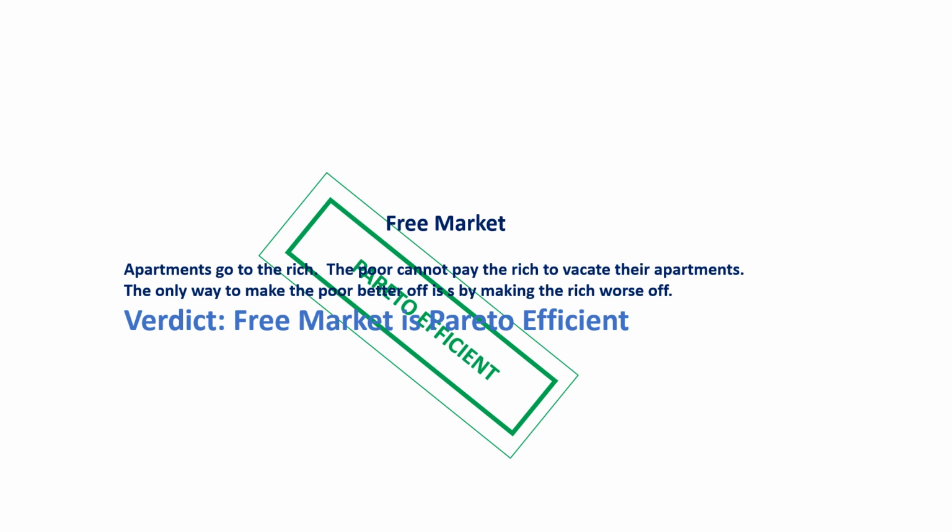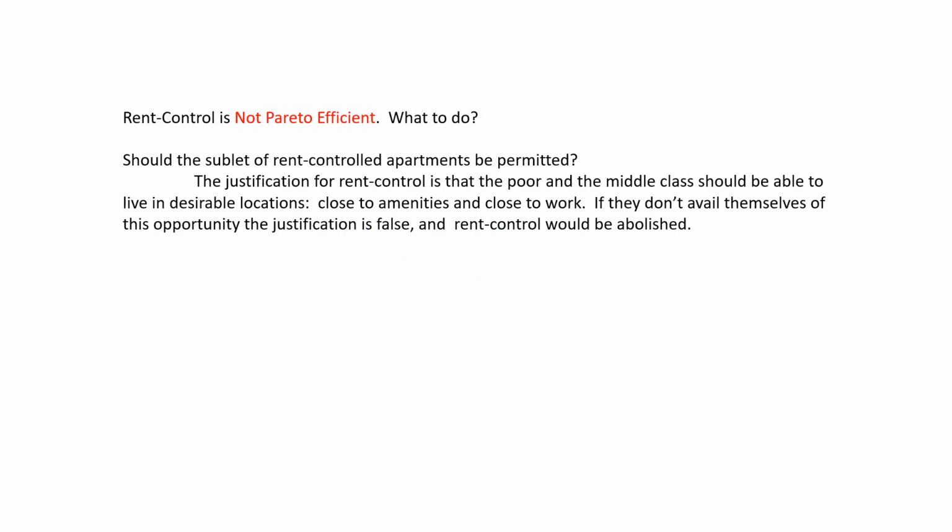Compare this with the free market. In the free market, the apartments go to the rich. The poor do not have the money to pay the rich to vacate their apartments willingly. Therefore, the only way to make the poor better off is by making the rich worse off. This makes the verdict clear. The free market is Pareto efficient. Rent control is not Pareto efficient.